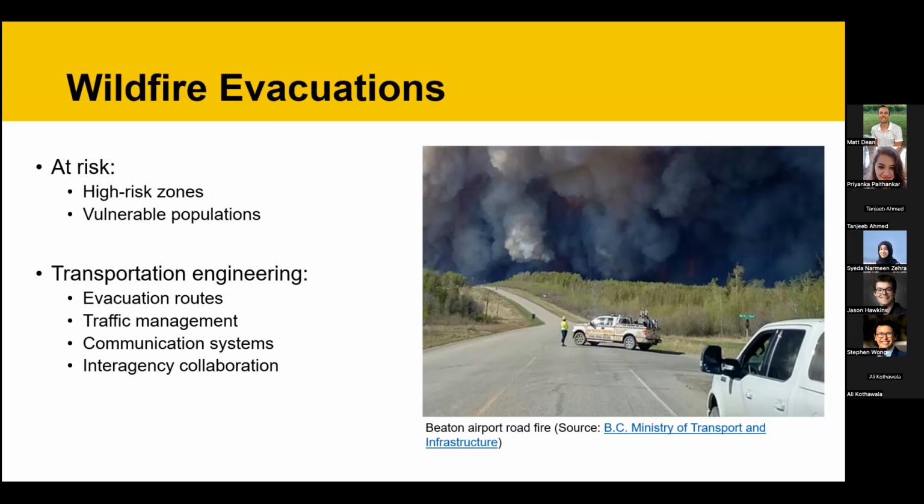Most of you would be aware of the following areas from an engineering perspective, such as identifying evacuation routes and having secondary routes in place for redundancy, having efficient traffic management strategies in place to curb congestion, having a communication system in place to issue real-time alerts, and finally, interagency collaborations for cooperation among emergency services and transportation agencies.